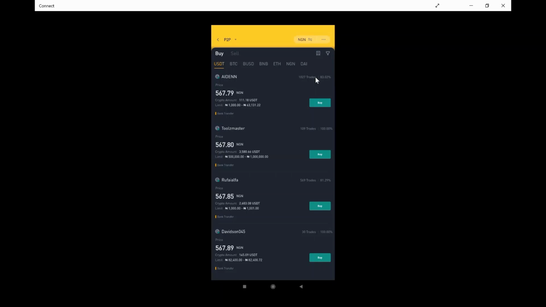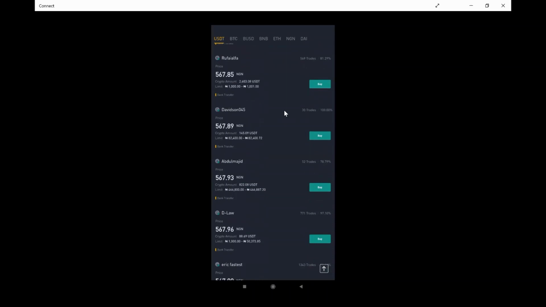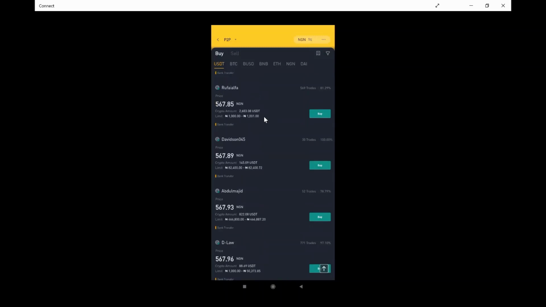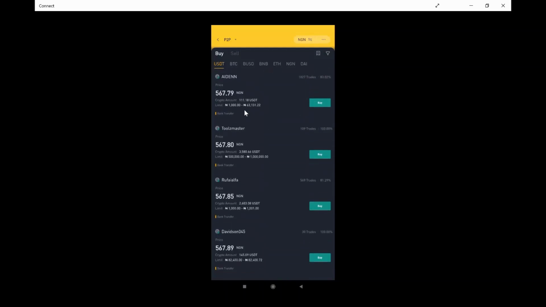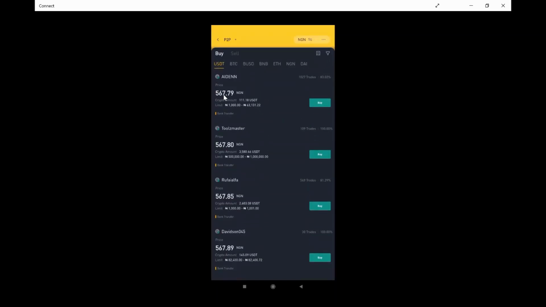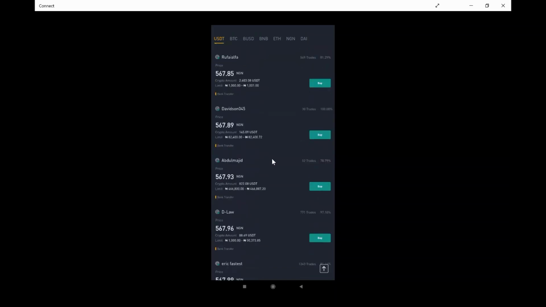Okay? So now one thing you'll notice, as you go further down, the higher the price. The cheapest listings, you see them first. They are listed on top. Now let's see. Aiden is listing for 567 naira. Okay. Two Master, the next guy, is listing for 567.80. Now, as you go further down, you see it gets more and more expensive.